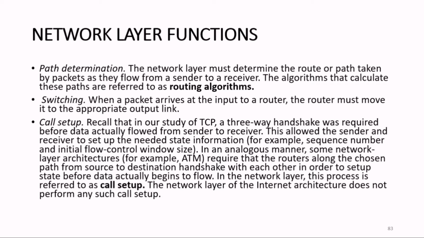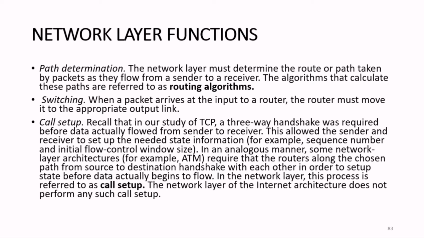The first thing is path determination. The network layer must determine the route or path taken by packets as they flow from a sender to a receiver. The algorithms that calculate this path are referred to as routing algorithms, which we're going to discuss later in this chapter. The second function is switching.